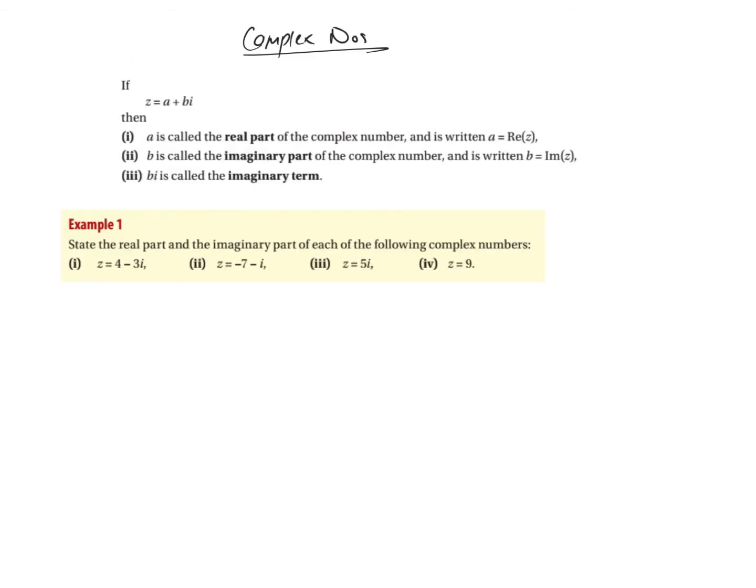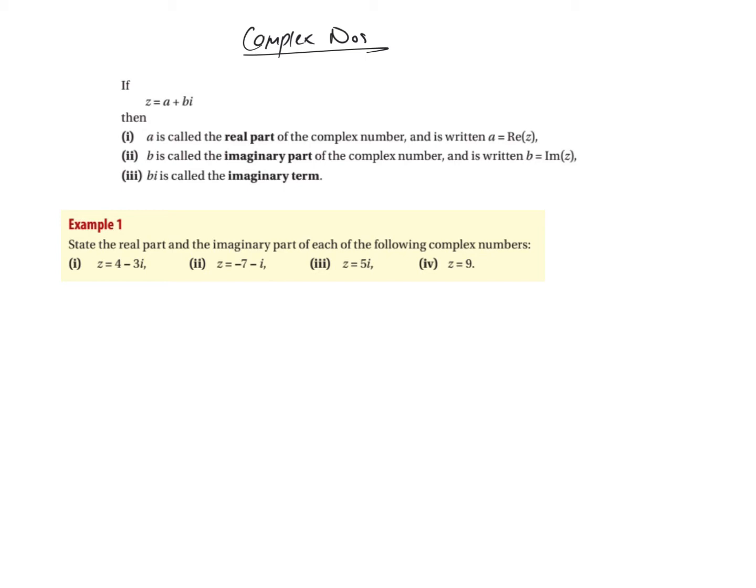So that leads nicely on to what is a complex number. Well, we can define a complex number. We usually use the letter z, lads, so z is equal to a plus bi, where a is the real part of the complex number you see here, which we can just call Re z, and b is the imaginary part of the complex number and is written Im z. bi is called the imaginary term, just for clarification there.